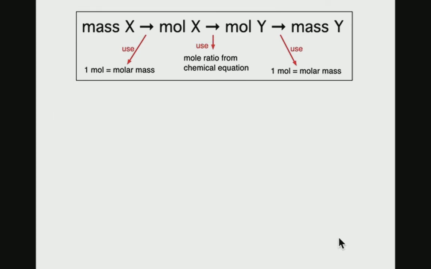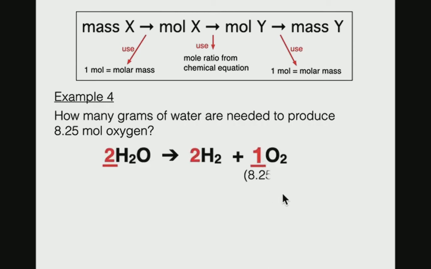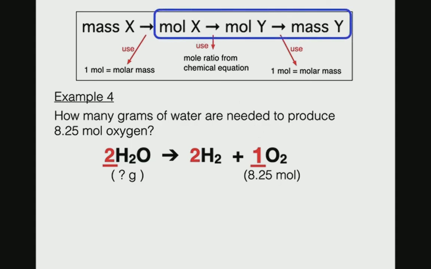Okay, let's do another example. How many grams of water are needed to produce 8.25 moles of oxygen? So again, our balanced equation, summarizing the values that they give us. Now in this case, we're given number of moles of oxygen and we want to know how many grams of water. So we're starting here. Moles of oxygen convert to moles of water to mass of water.